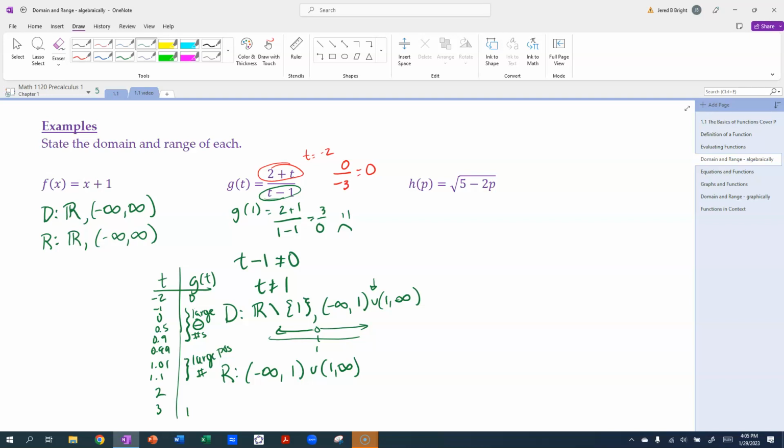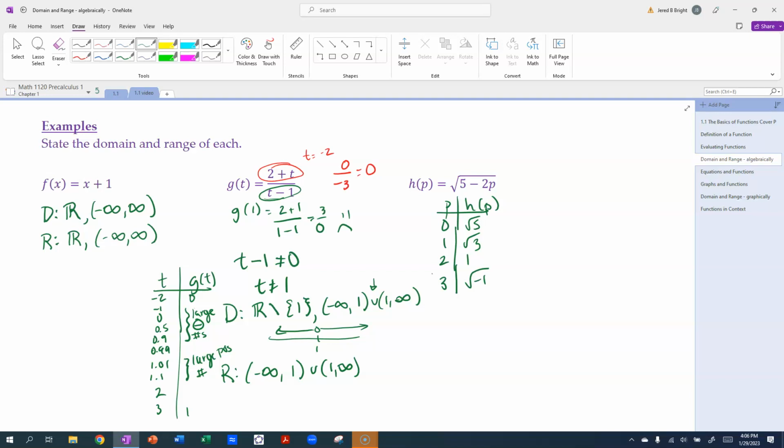Okay, so h of p. I want to find the domain. What values can I put in to get out a defined value? I'm going to try a p and an h of p chart just to get an idea. If I put in 0, I get square root 5. If I put in 1, I get square root 3. If I put in 2, I get 1. If I put in 3, I get square root of -1.